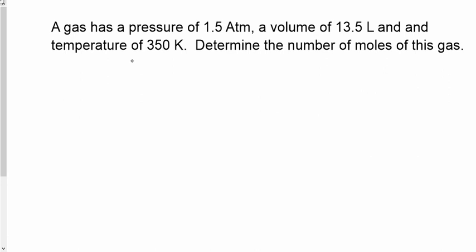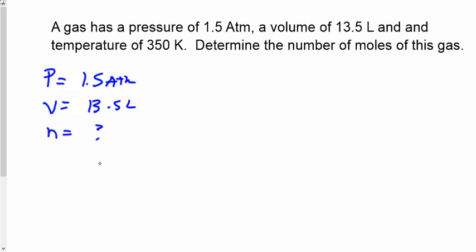Here it goes. A gas has a pressure of 1.5 atmospheres, a volume of 13.5 liters, and a temperature of 350 Kelvin. Determine the moles. So I'm just going to make a simple chart. Pressure is going to be 1.5 atmospheres, and volume is equal to 13.5 liters. Notice I'm writing all my units right now. N is going to equal, in this case, we don't know, so I'll put a question mark.